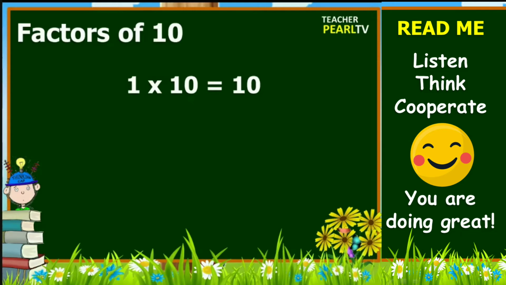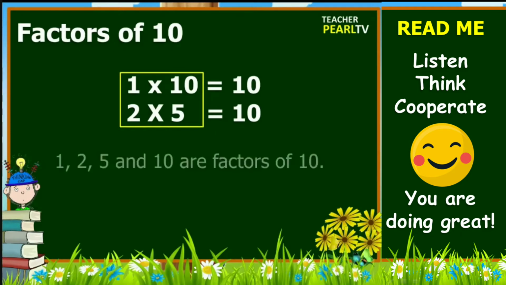The identity property of multiplication states that any number multiplied by 1, the answer is the number itself. Now, give me another sentence for 10. Very good. 2 times 5 equals 10. Are there any other possible multiplication sentences for 10? There is none. So, 1, 2, 5, and 10 are factors of 10.